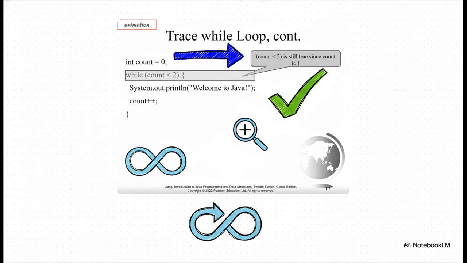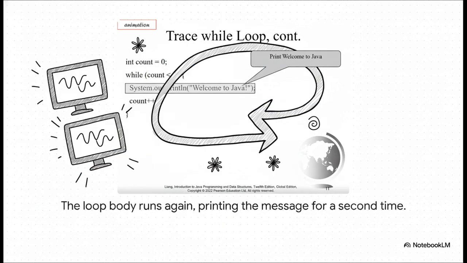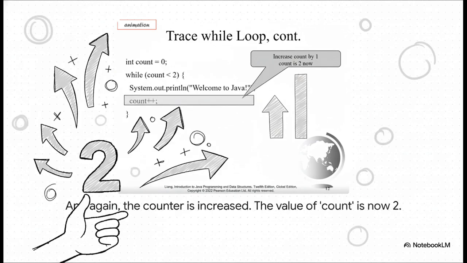Is our new value of count, which is 1, less than 2? Yep, it is. The condition is still true, so we're going in for another round. And because the condition was true again, we enter the body for a second time. That print statement runs, and "Welcome to Java" pops up on the screen again. That's 2 times now. And yep, you guessed it.